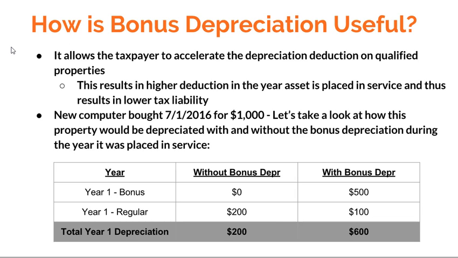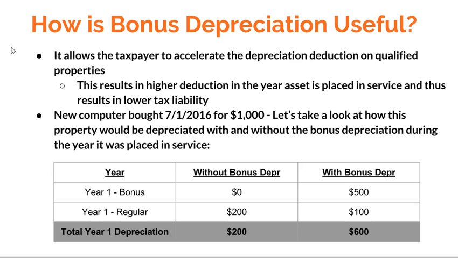Now let's take a look at how bonus depreciation is useful to a business. We briefly touched upon this in one of the previous slides, but let's take a look in more detail. Basically, bonus depreciation allows the taxpayer to accelerate the depreciation deduction on qualified properties, meaning they can take a larger deduction in the year that the asset was placed in service, and this results in a larger savings in the tax liability in the current year.